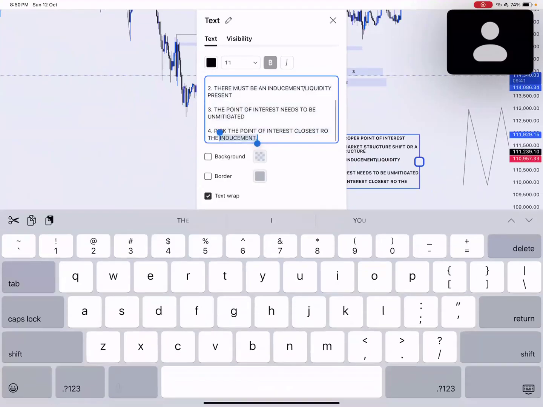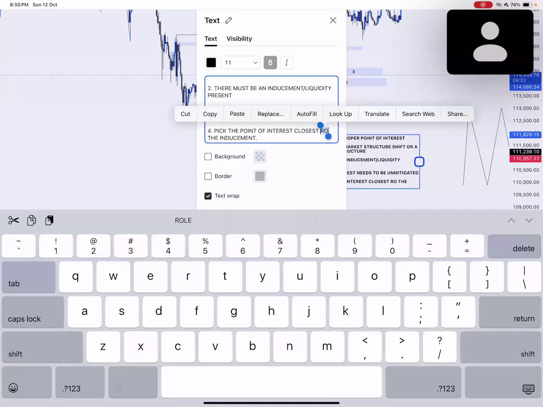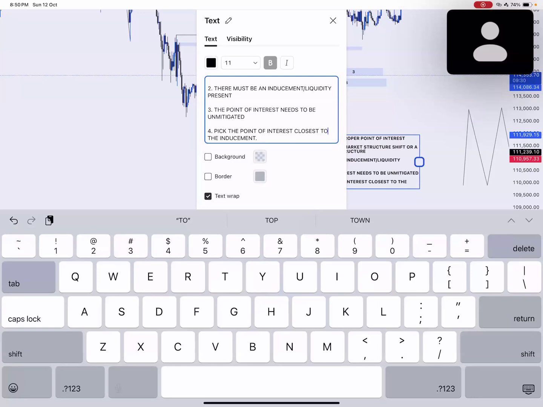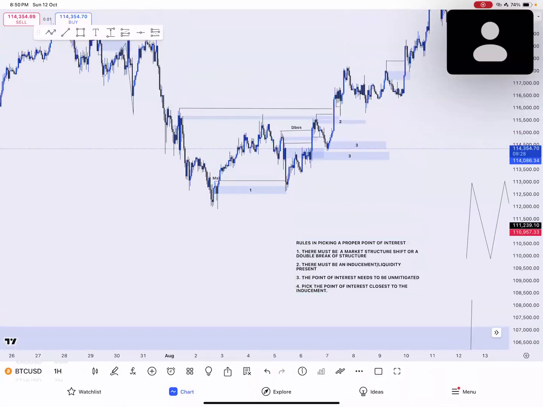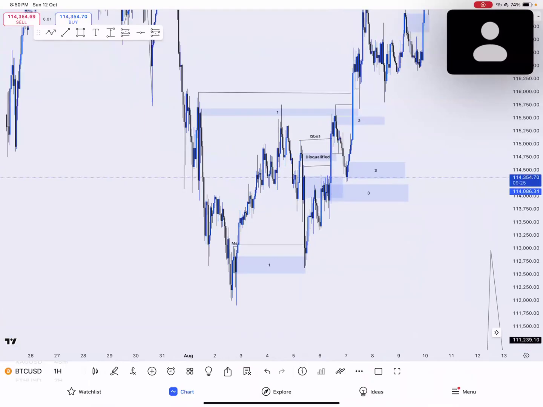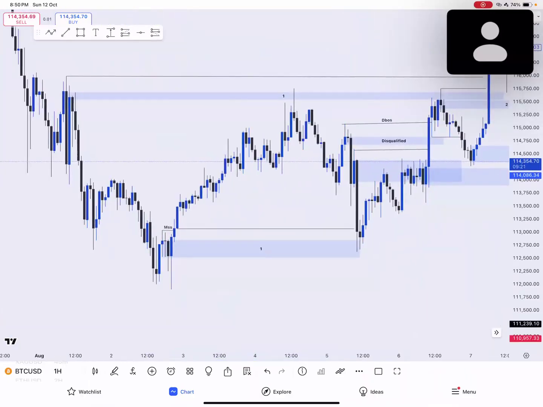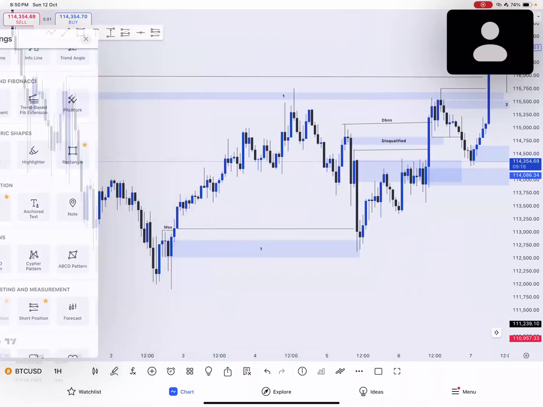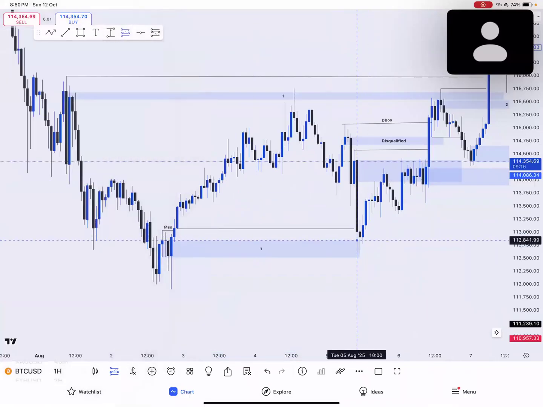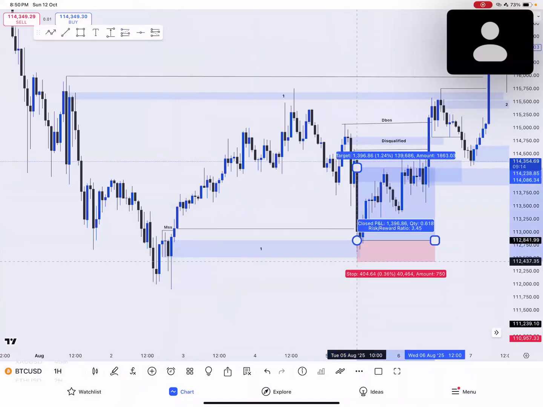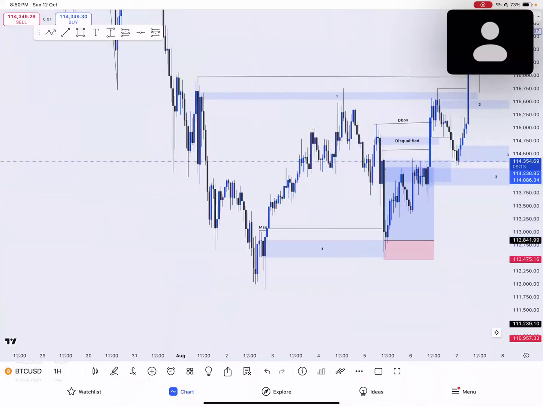So after you've marked out the POI, marked out your inducement, and disqualified the ones that have been mitigated by your inducement, you now have to pick the point of interest that is closest to where your inducement is. So in this first scenario here, where is our inducement? Right here. Which point of interest is the one closest to it? This number 1. That's why the entry for this trade was from this order block right here.